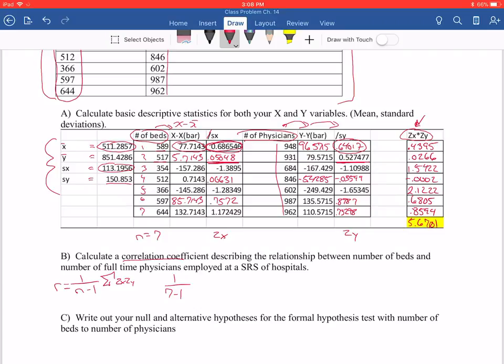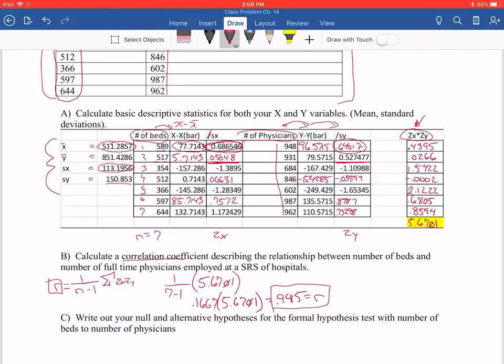5, 6, 7. And so we have 1 over 7 minus 1 times the sum of zx, zy, which is 5.6701. And then you take 7 minus 1, so it'll be 1 over 6. 1 over 6 is 0.1667, and you're going to multiply that times 5.6701. And when you multiply those out, you'll get an R value of 0.945. Okay, so that equals R.